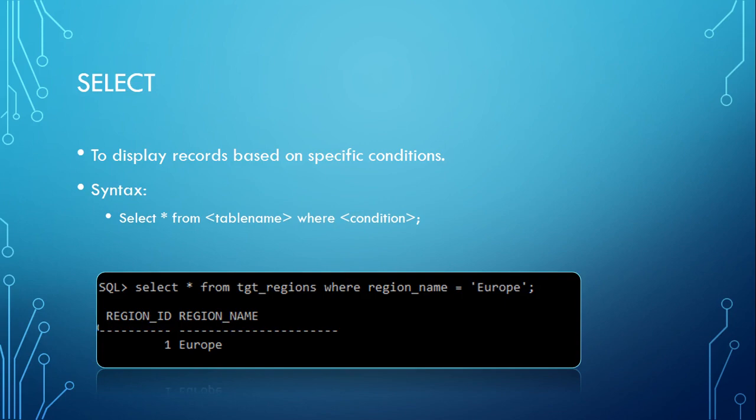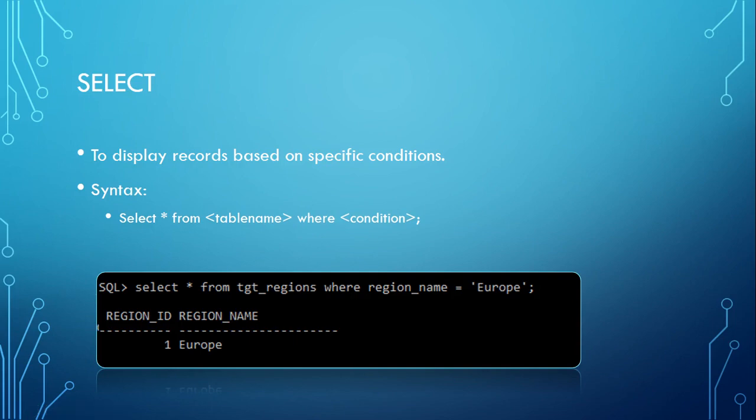Europe might be a varchar or character data type. That's the reason we have coded it in single quotes. Now it displays only the record related to Europe. Even though there is a star, which normally displays all the records, we are restricting it by using the WHERE clause and having a condition. In this way you can select your records.